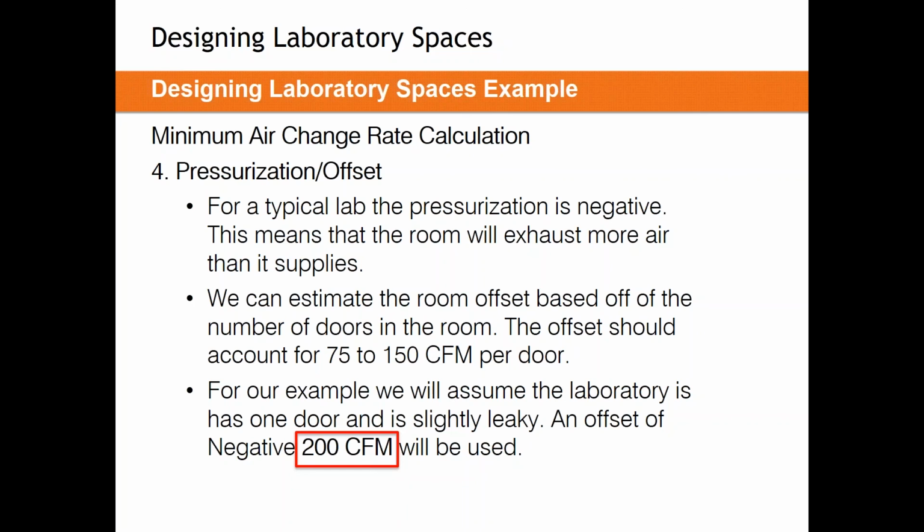Or you can estimate it based on the number of doors. The healthcare standards and the lab standards all kind of line up here, and they give you an estimate between 75 to 150 CFM per door, depending on the door size and type and whether it's a double sliding door, things like that. I personally like to use about 100 to 150 CFM per door as an estimate, but it is just that, an estimate. That will be changed on site to get us to the right pressurization. For this example, we're going to assume this lab is a little bit leaky, it's slightly older construction. We're going to need 200 CFM of offset in this space.